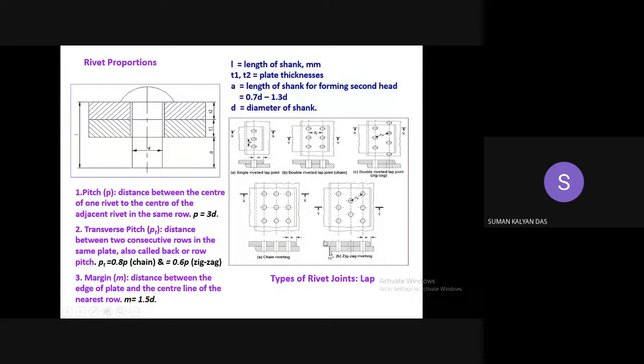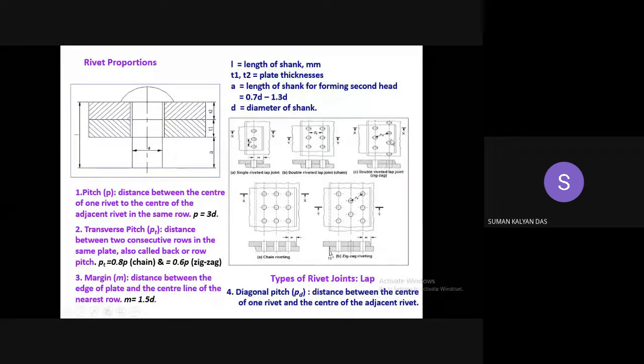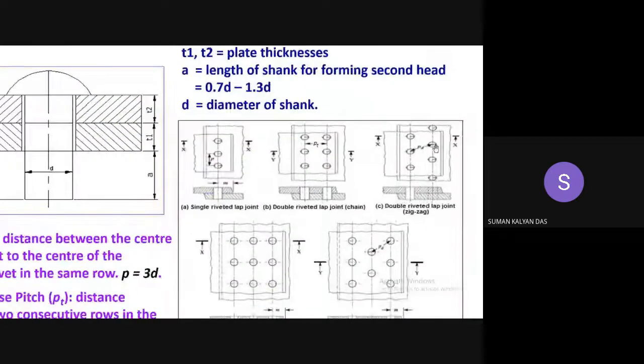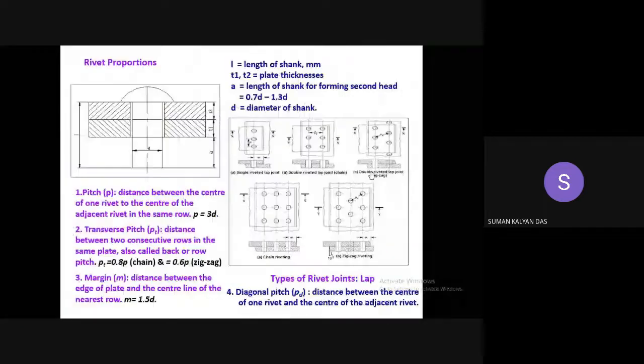Okay. So margin is done. And finally, we have the diagonal pitch. So diagonal pitch is applicable for your zigzag riveting. So zigzag riveting only we get the diagonal. So this we consider as zigzag riveting. So the distance between two rivets diagonally, as you can see in the picture. So that is the diagonal pitch.